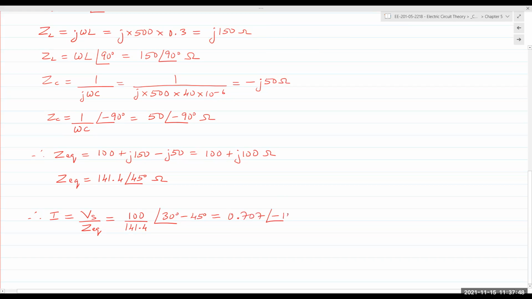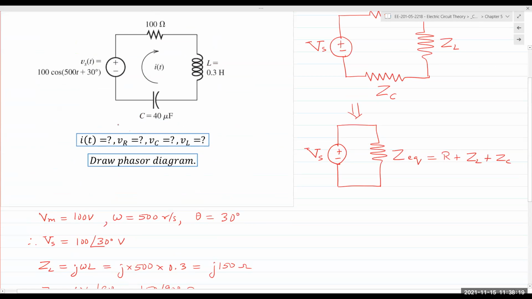Do you obtain this exact answer? Right, you see? 0.707 with an angle of minus 15 degrees, and that's the total current that's flowing in the circuit. Now, if you take a look at the problem statement, it asks us to find I of t and lowercase notations of all the voltages.